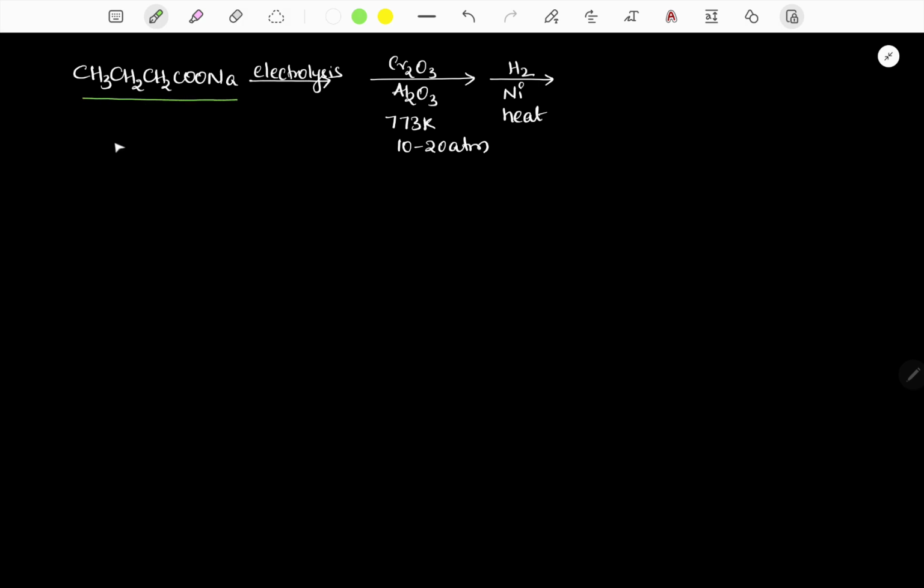Sodium butanoate undergoes electrolysis. So it is a Kolbe electrolysis. The basic reaction of Kolbe electrolysis is RCOO⁻ Na⁺ when it undergoes electrolysis.